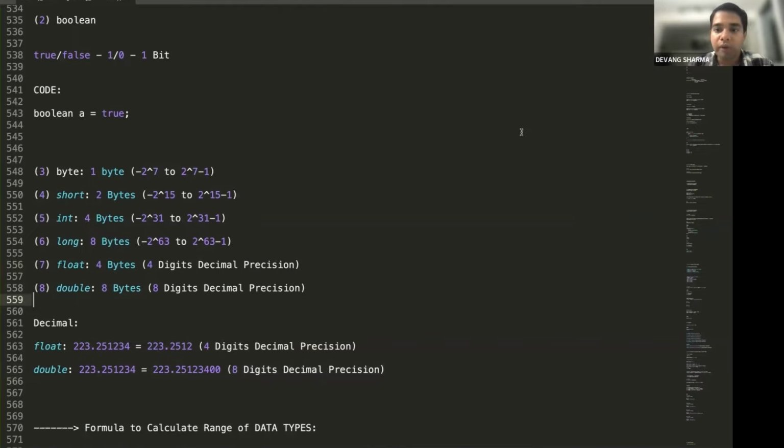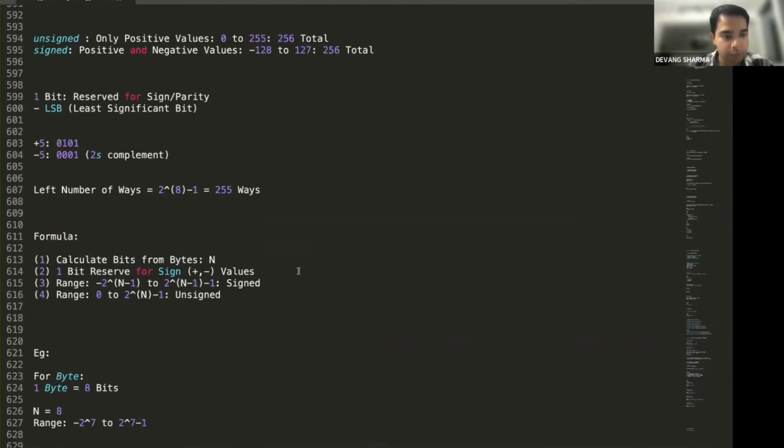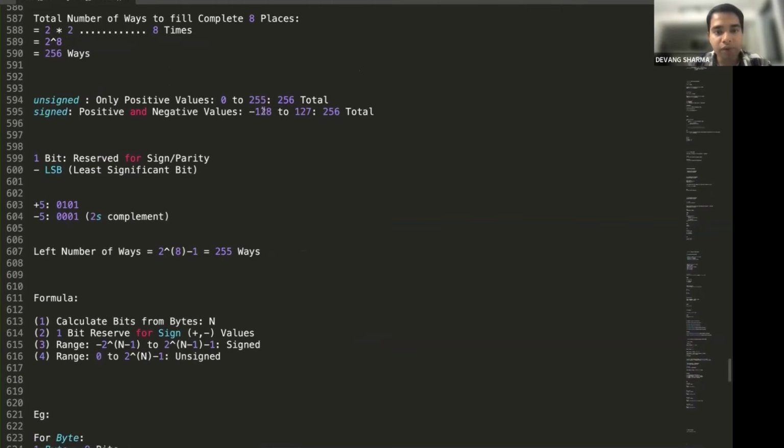To your question, why are we using -1 here? Let me explain. The reason we are using -1 here is because 0 is also included. So when you say 0 to 255, 0 is also included. So when you include 0, total values become 256. That is why we are subtracting 1 here. Okay.